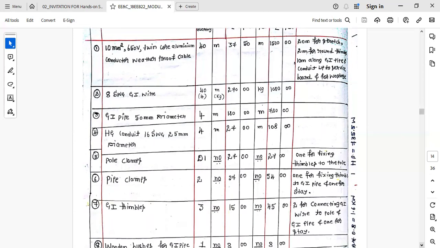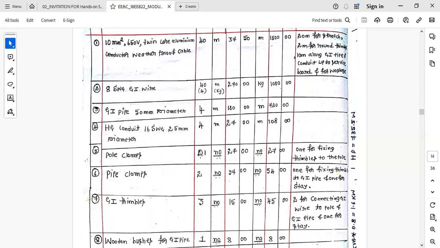Next one, pole clamps. Pole clamps for the service pole. One number is required, 27 for fixing timbers at the pole side. Where there is a distribution SESCOM pole, to the service pole they are going to connect one pole clamp. That is nothing but 27 rupees per clamp. Total 27 rupees. Pipe clamps are required, one for fixing timbers at the GI pipe, one for the stay wire.